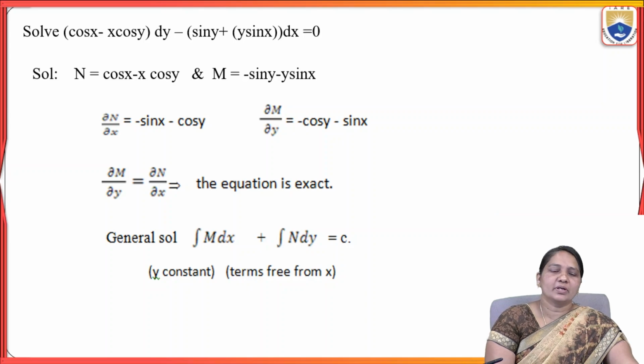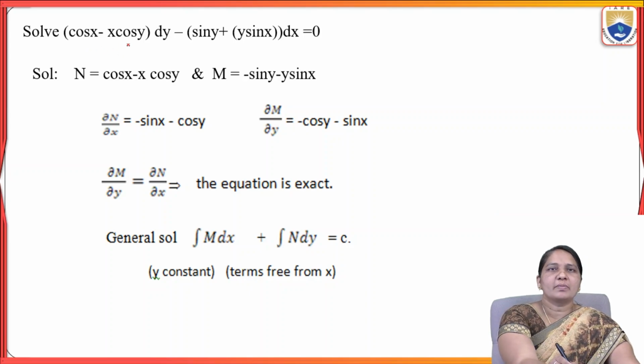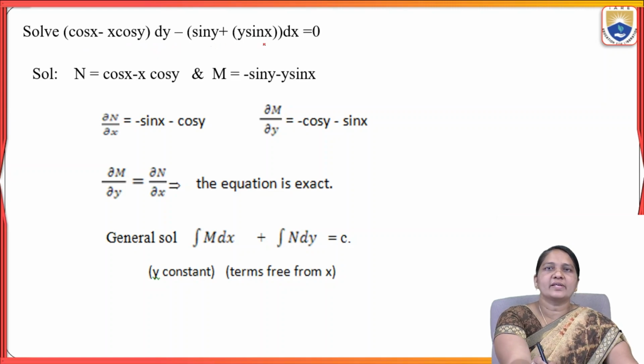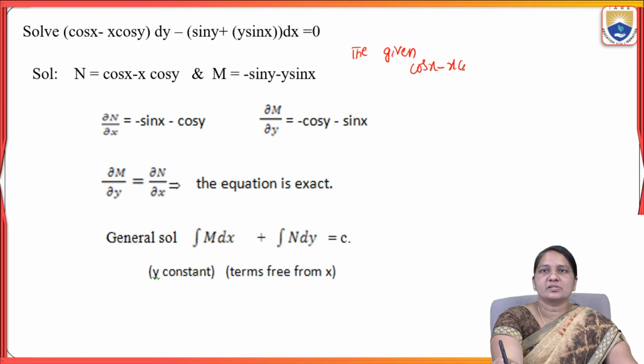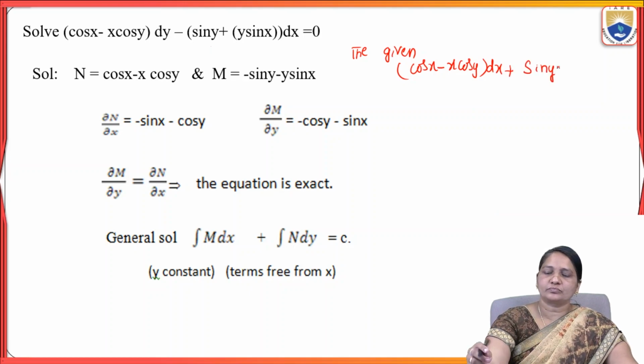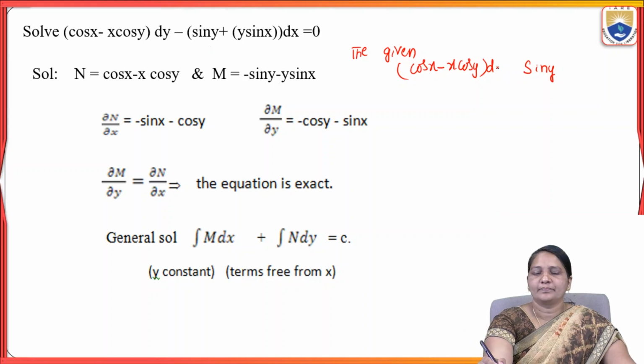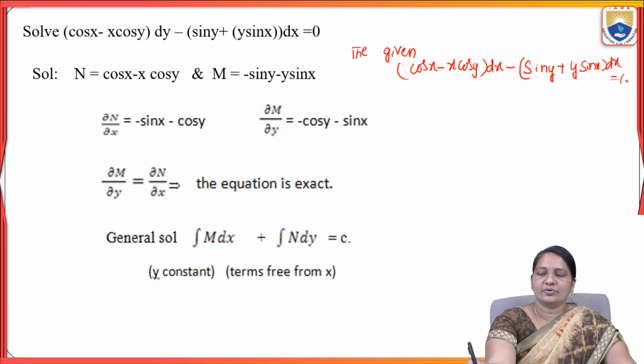You can observe the problem here. Solve (cos x minus x cos y) dy minus (sin y plus y sin x) dx equal to 0. So what is the given equation? The given equation is (cos x minus x cos y) dy minus (sin y plus y sin x) dx equal to 0.